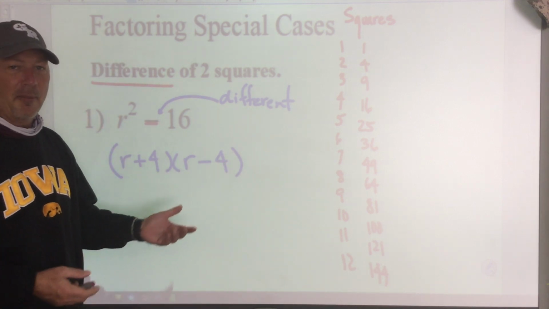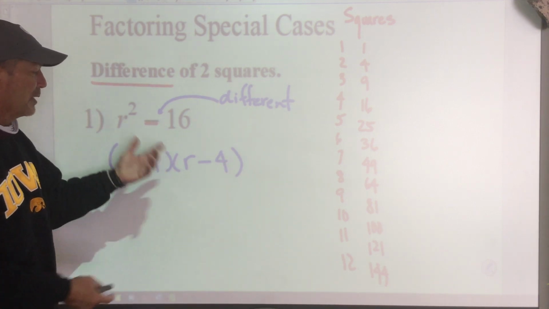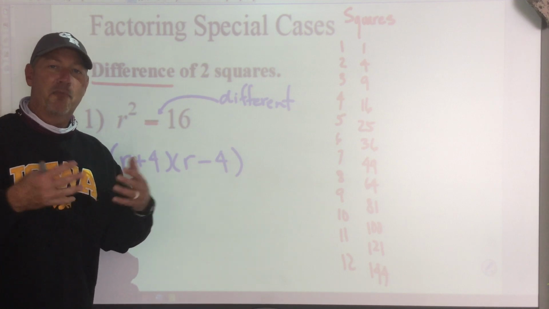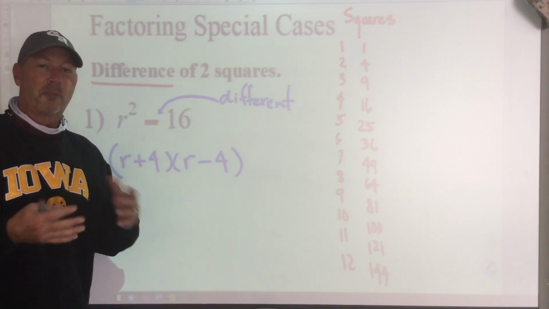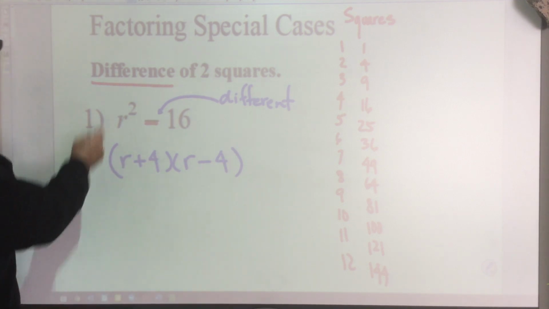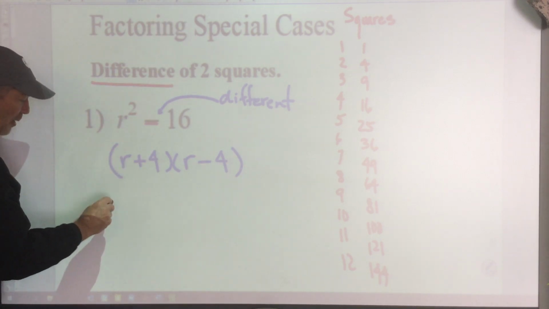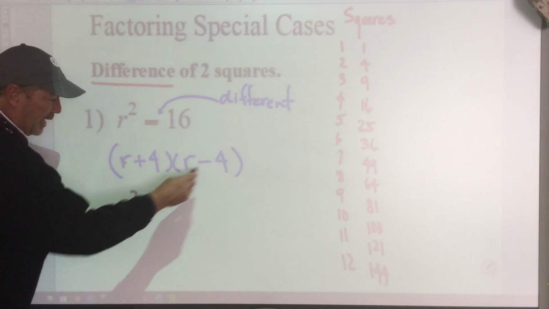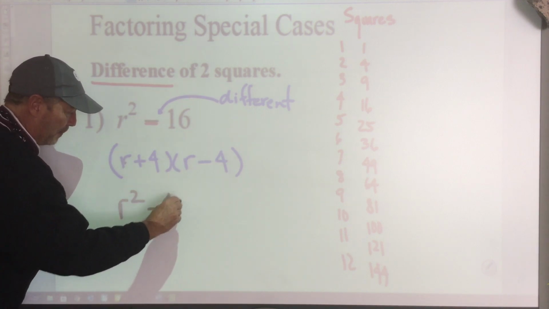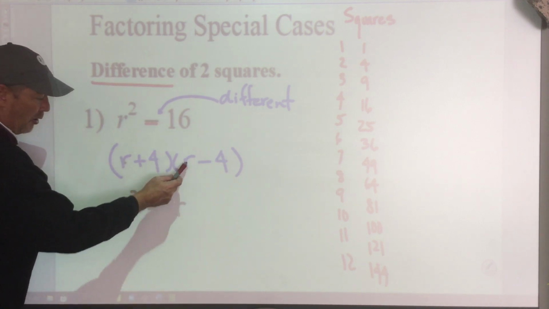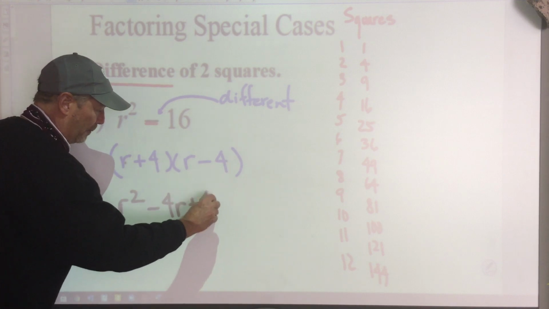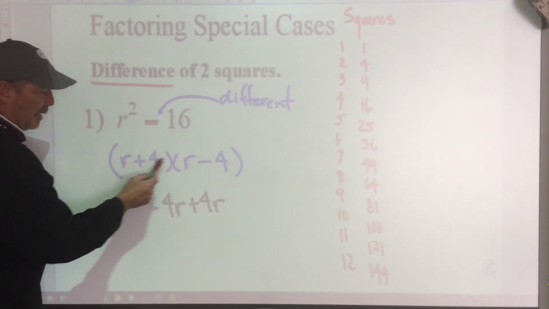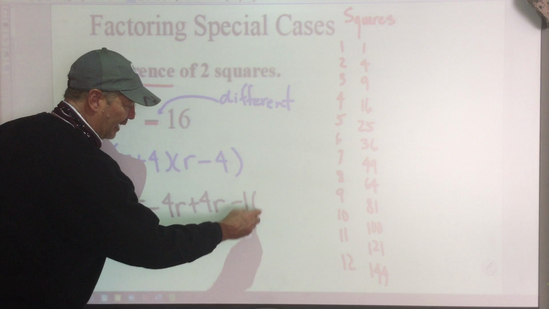Now, why does this come out this way? Because if we went back and we went ahead and multiplied, or FOILed, or boxed, we would get this. When we multiplied, we would get r times r is r squared. R times negative 4 is a negative 4r. 4 times r is a positive 4r. 4 times a negative 4 is negative 16.